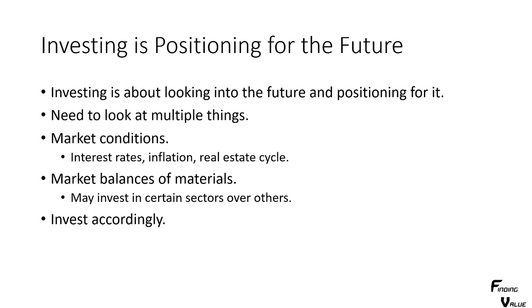Then you want to look at market balances of materials, and you may invest in certain sectors over others given the market balances of materials. If there's deficits in the future, if it's uranium where you've got a lot of deficits out there 5-10 years out, you might position differently knowing what the market balances are and the forecasts of those market balances in the future. And then after you take this all into consideration, the market conditions, the market balances, and all this stuff, you want to invest accordingly to those conditions.